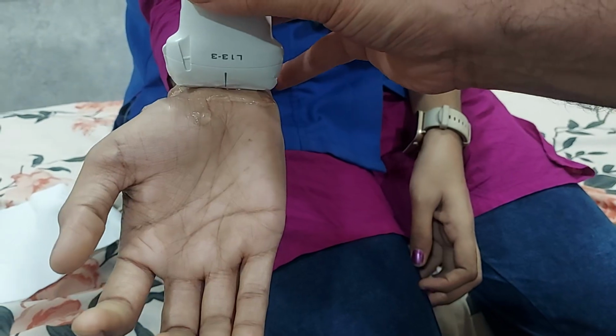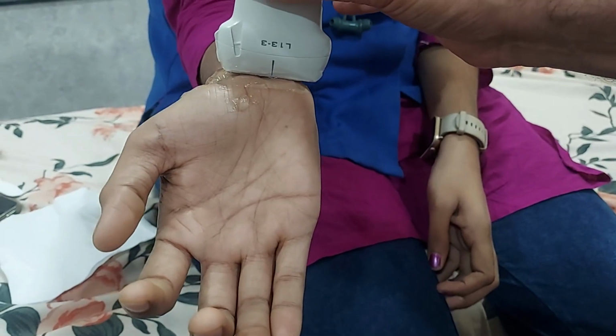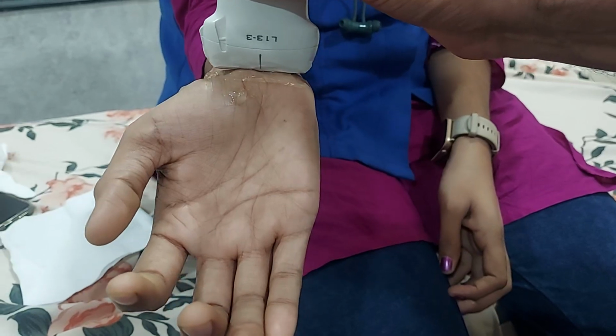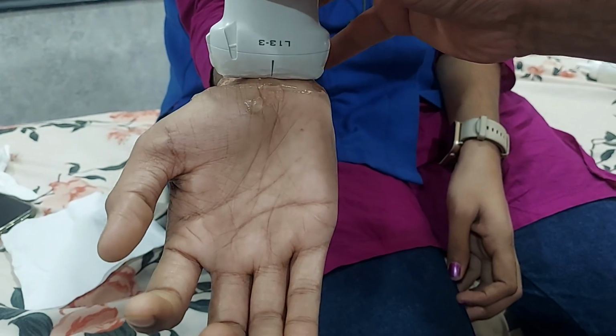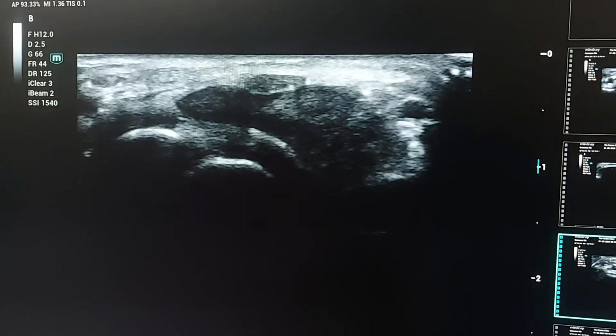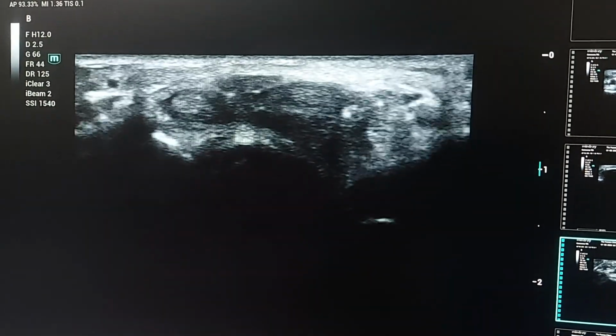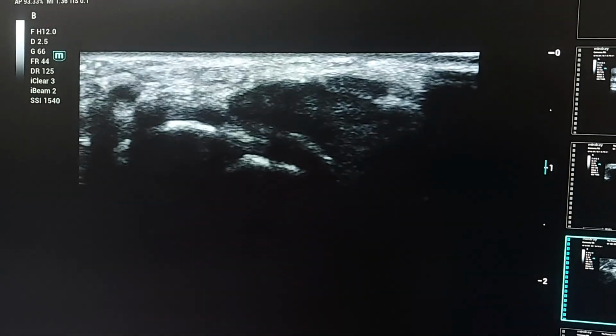So today we'll see the carpal tunnel. For the carpal tunnel, we will first keep the probe in a transverse axis, and then we'll see the structures over the ultrasound. Now we can see various structures over here, and we'll analyze them one by one.